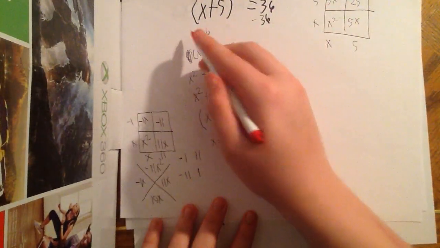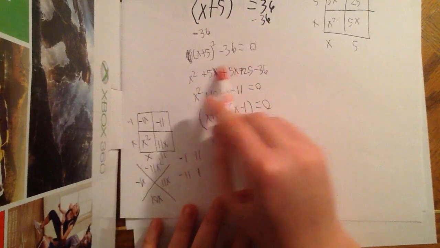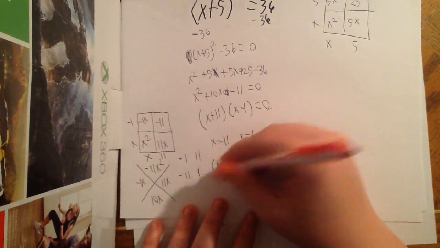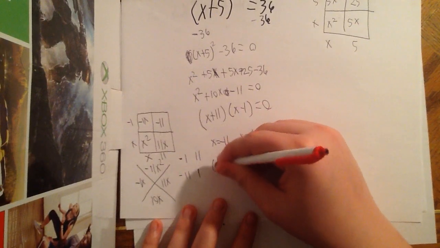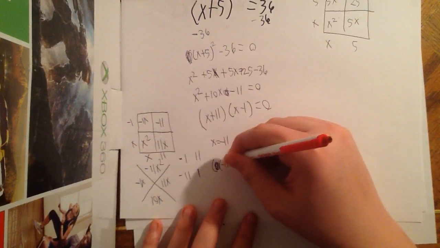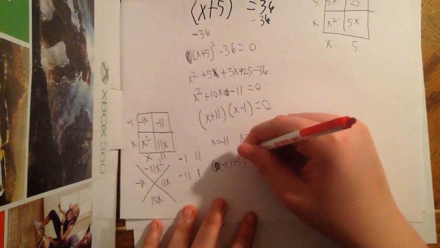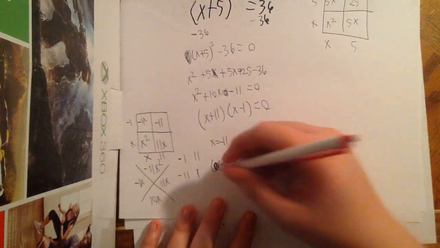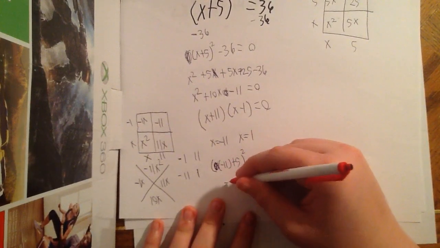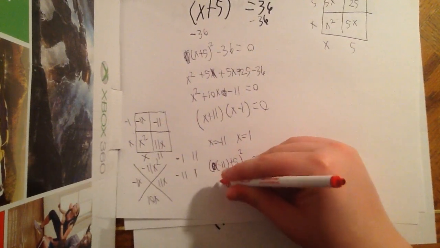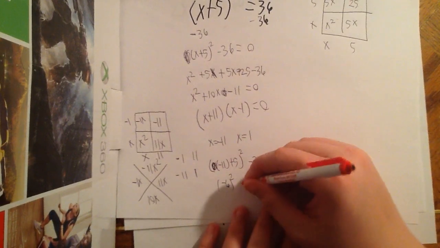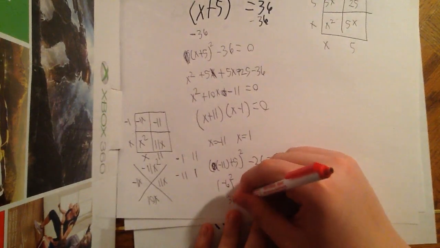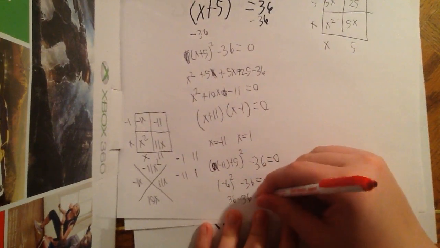So let's plug it into this equation up here, where it's set to 0. We want to go in parentheses x, so my bad, negative 11 plus 5 squared minus 36 will equal 0. Plug this in, negative 6 squared minus 36 will equal 0. 36 minus 36 does in fact equal 0.